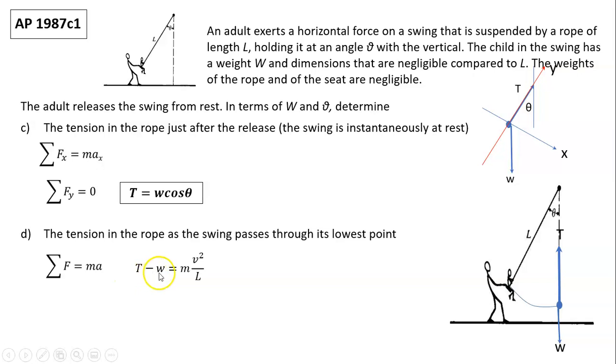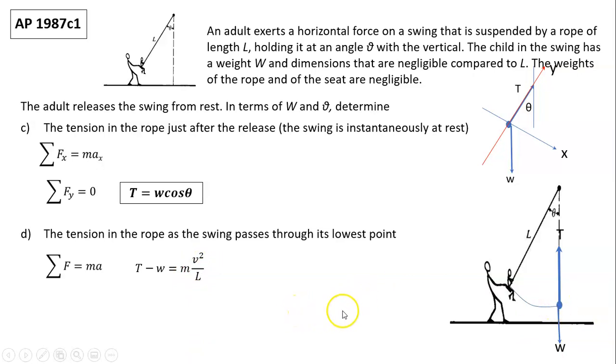And this is T minus W. T is upward, and at this point acceleration is upward. T minus W equals m a c. Centripetal acceleration is just v squared over r, and in this case r happens to be L. So T minus W equals m v squared over L. Again, we have to represent T in terms of W and theta. Over here we have two terms that are neither W nor theta. What is v? How do we find velocity at this point?